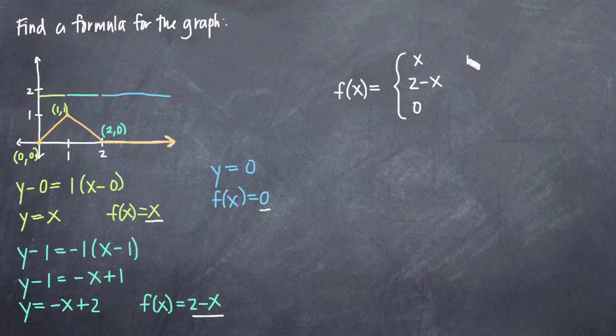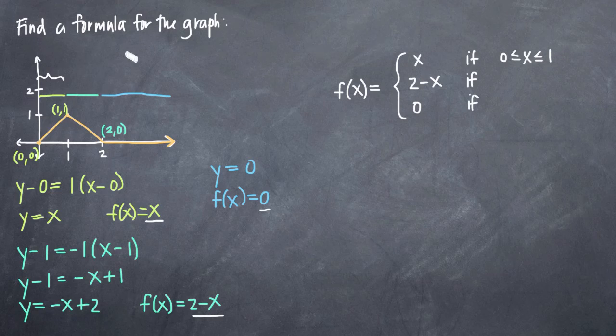So we'll say that our piecewise defined function is equal to x if, and then provide the domain. Same thing here, it's equal to 2 minus x if, and then define the domain, equal to 0 if x is some domain. So in the case of f of x equals x, we can see that the function is defined all the way from x equals 0 to x equals 1. So we can say that f of x is equal to x if x is greater than or equal to 0 and less than or equal to 1.